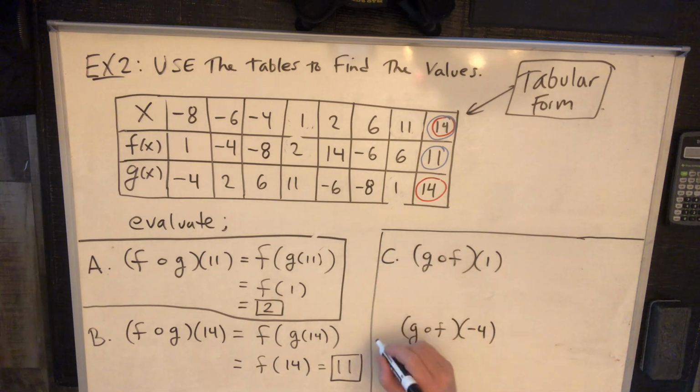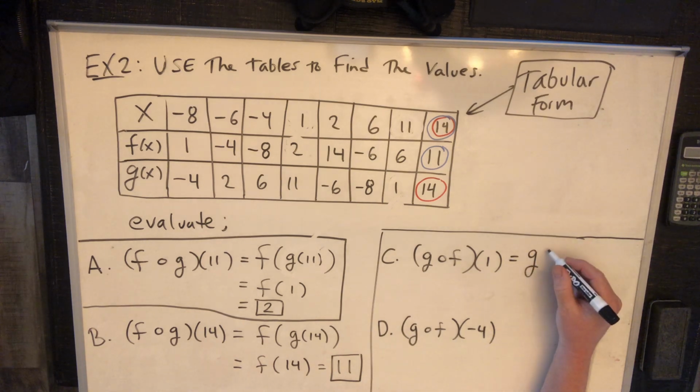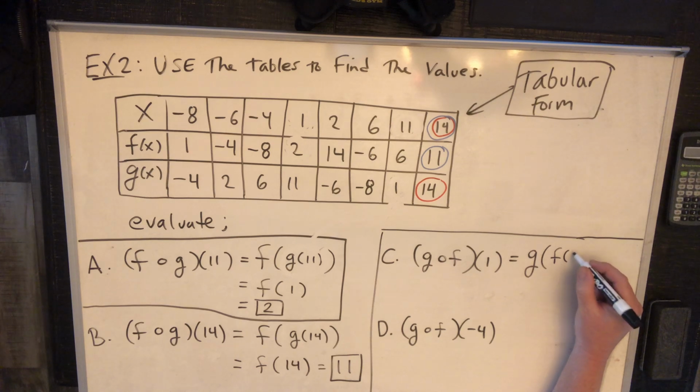For the next two parts, we'll call this part C and part D. We're going to do it in reverse order. So we're going to do g after we've evaluated f.